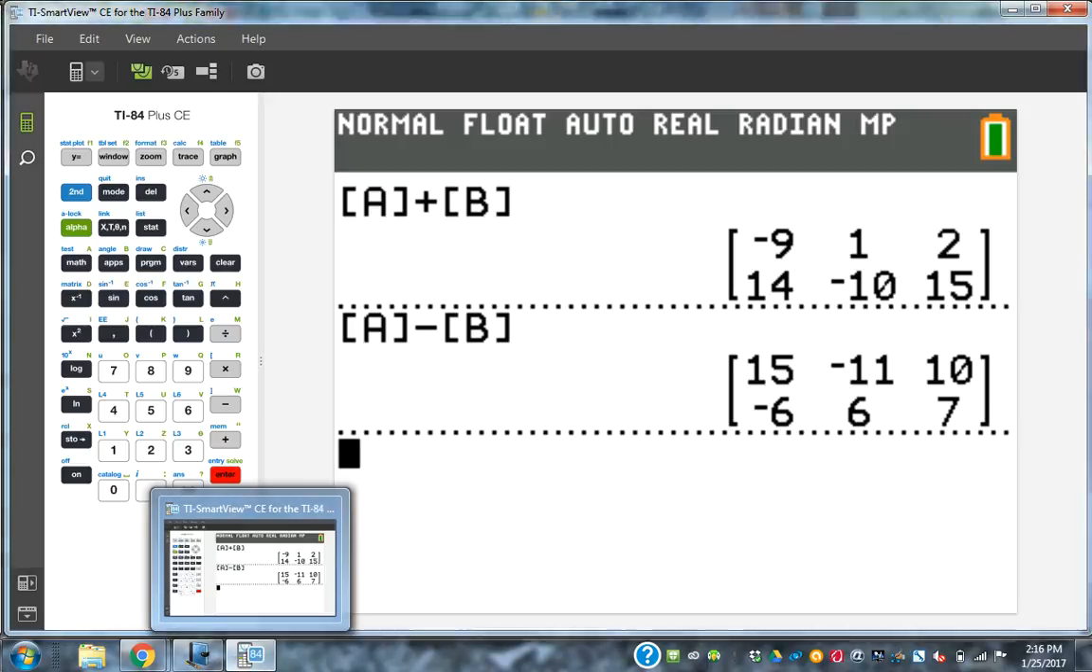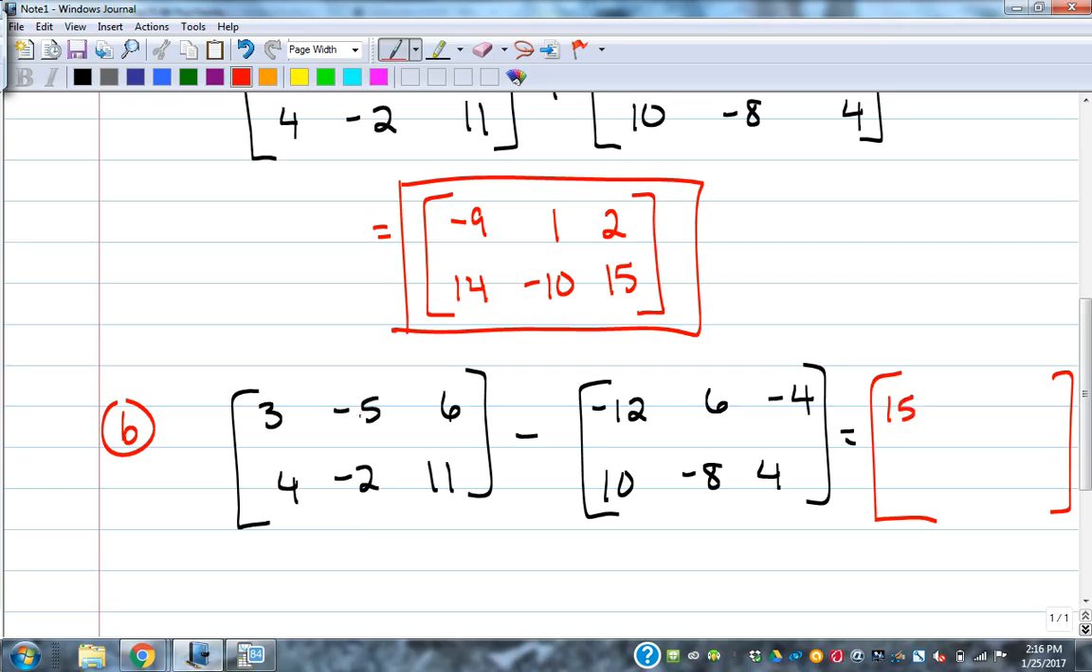3 minus -12 would be 15. And then -5 minus 6 would be -11.